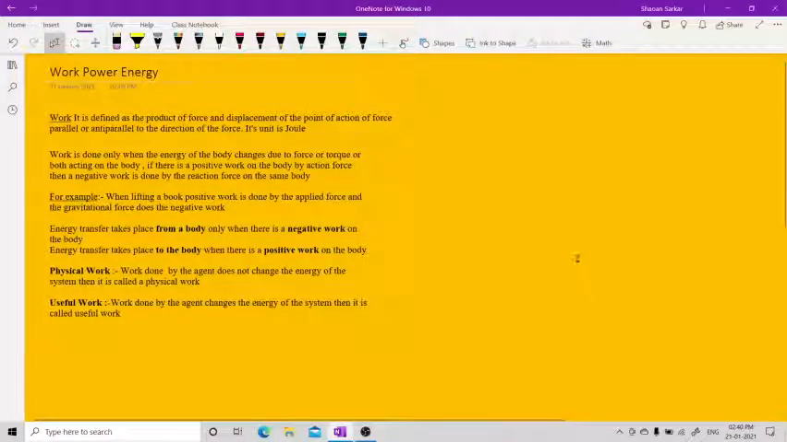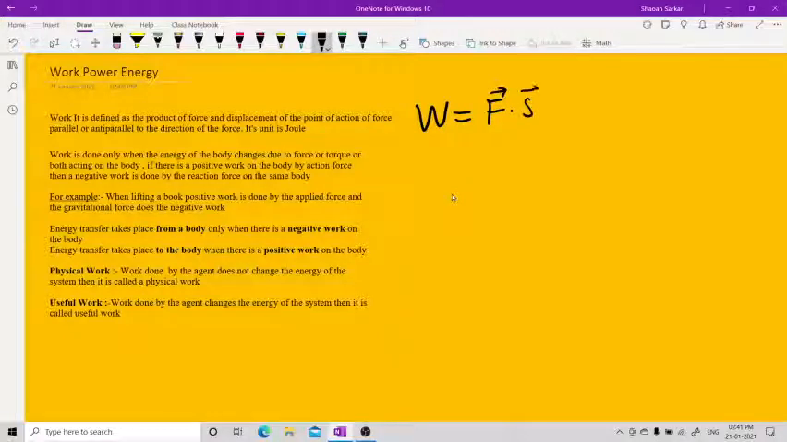Work, power, energy. Work is defined as the product of force and displacement of the point of action of the force, parallel or anti-parallel to the direction of force. Its unit is joules. Already I have told you about the dot product. So now work is written as F dot S, where F is the force and S is the displacement.